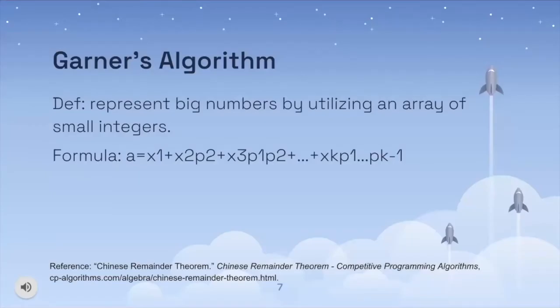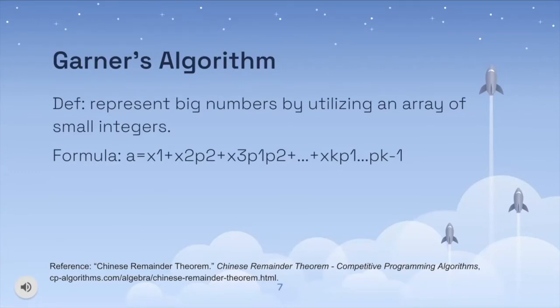After understanding the Chinese remainder theorem algorithm, I would like to introduce another consequence of CRT, which is that we can represent big numbers using an array of small integers. This is Garner's algorithm. For example, let P be the product of the first 1,000 prime numbers. From calculations, we can get that P has around 3,000 digits in total, which means it is a pretty large integer. To calculate that, we can apply a formula, which is shown on the slide.